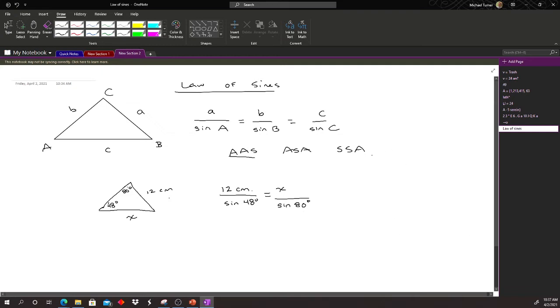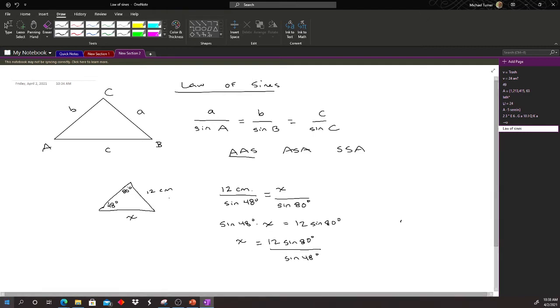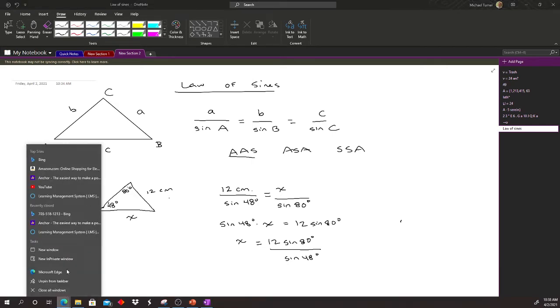So to solve for x, you would cross multiply. So you have sine of 48 degrees times x, and that is equal to 12 times sine of 80 degrees. To get x by itself, you would divide by sine of 48 degrees on both sides, so 12 sine of 80 degrees over sine of 48 degrees. And from here, this is where you would use Desmos to solve or use a graphing calculator to solve.